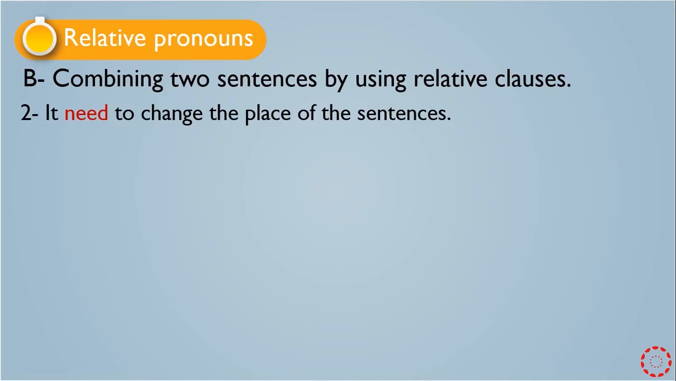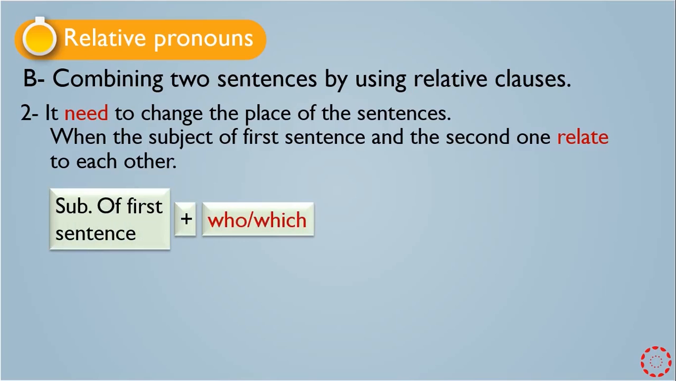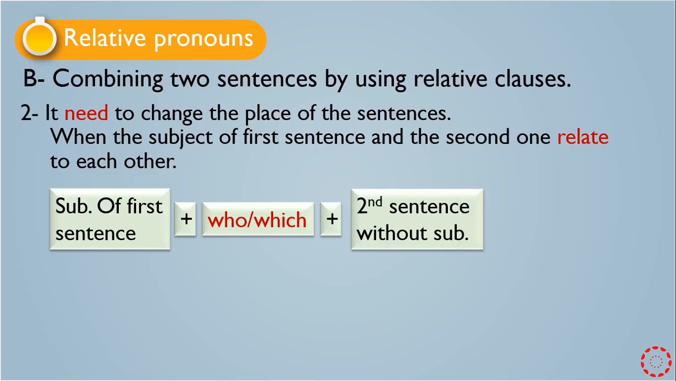The second point: it needs to change the place of the sentence. We can change the place of these two sentences when we combine them by using relative pronouns and the subject of the first sentence and the second one are related to each other. Look at the form. At the beginning we have the subject of the first sentence, and then we have the relative pronouns, which are who and which, and then we have the second sentence without subject, and then we have the rest of the first sentence.